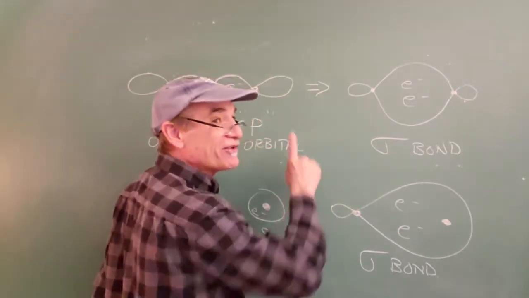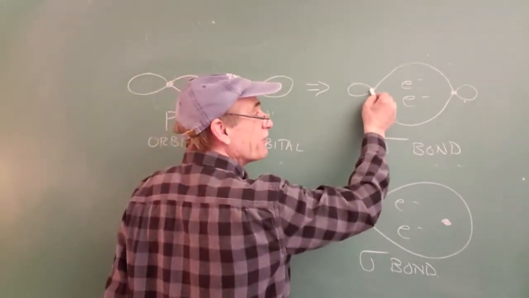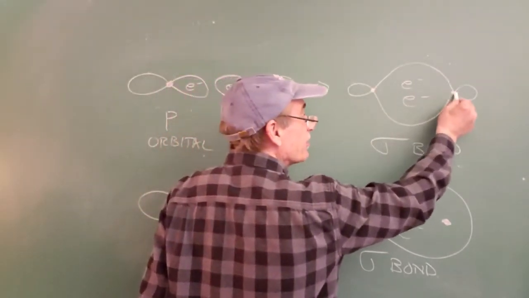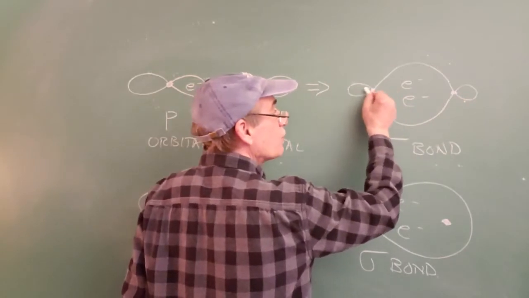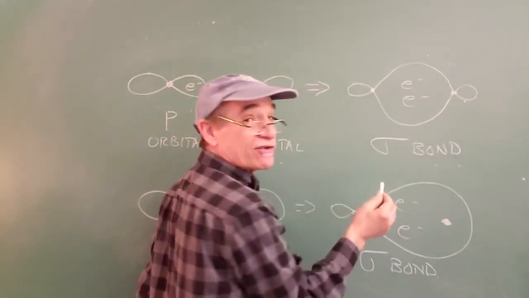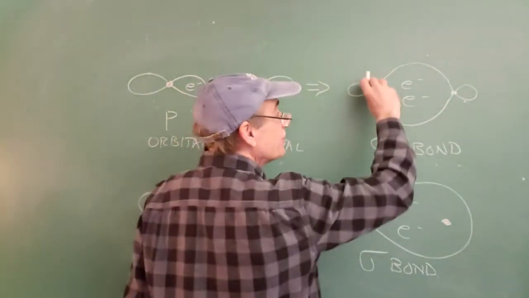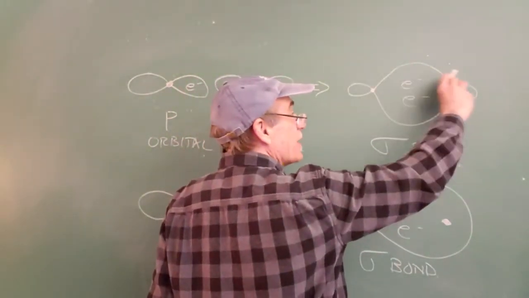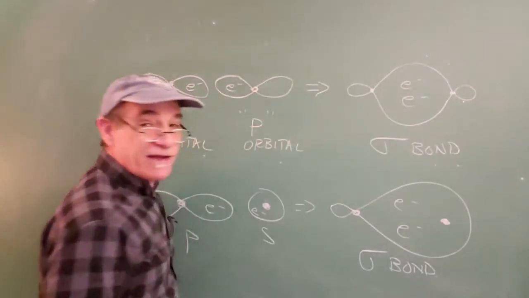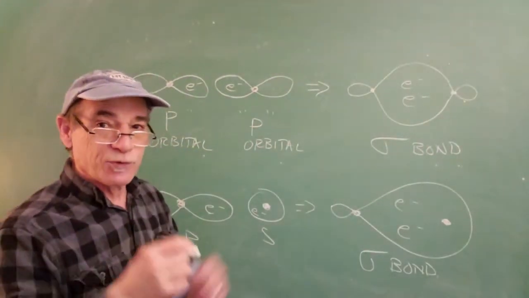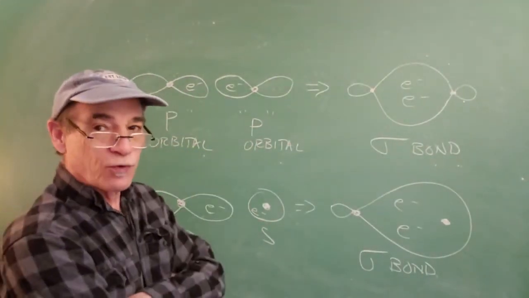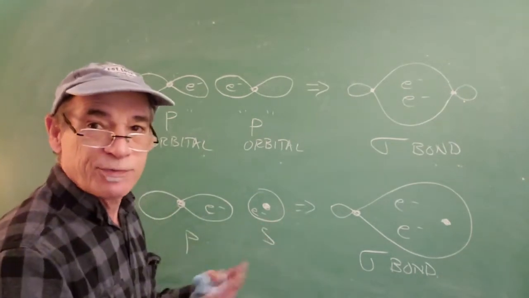Now, what typifies a sigma bond is the fact that there's now a high traffic area of electrons right along what's called the internuclear axis, the line that connects the two nuclei. So this does create a high traffic area right between the two nuclei, and that's typical of a sigma-type bond where you have this head-to-head overlap of orbitals creating that common space.